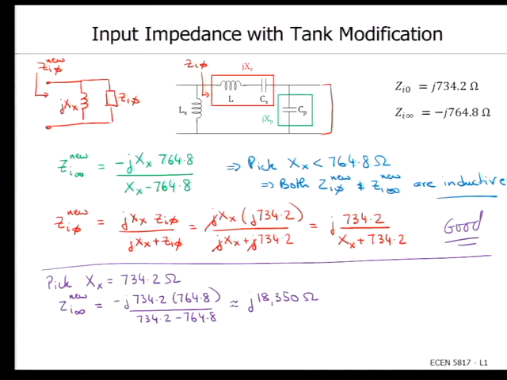So, rough calculation, equal to 18.35 kilo ohms. Is that good or bad? Good. It's good, right? Because before we had Z input infinity of 764 ohms. Now it's just become kilo ohms. So this is great. That means that our no load current is even lower, and our low load efficiency will be high. So that's good. Great.